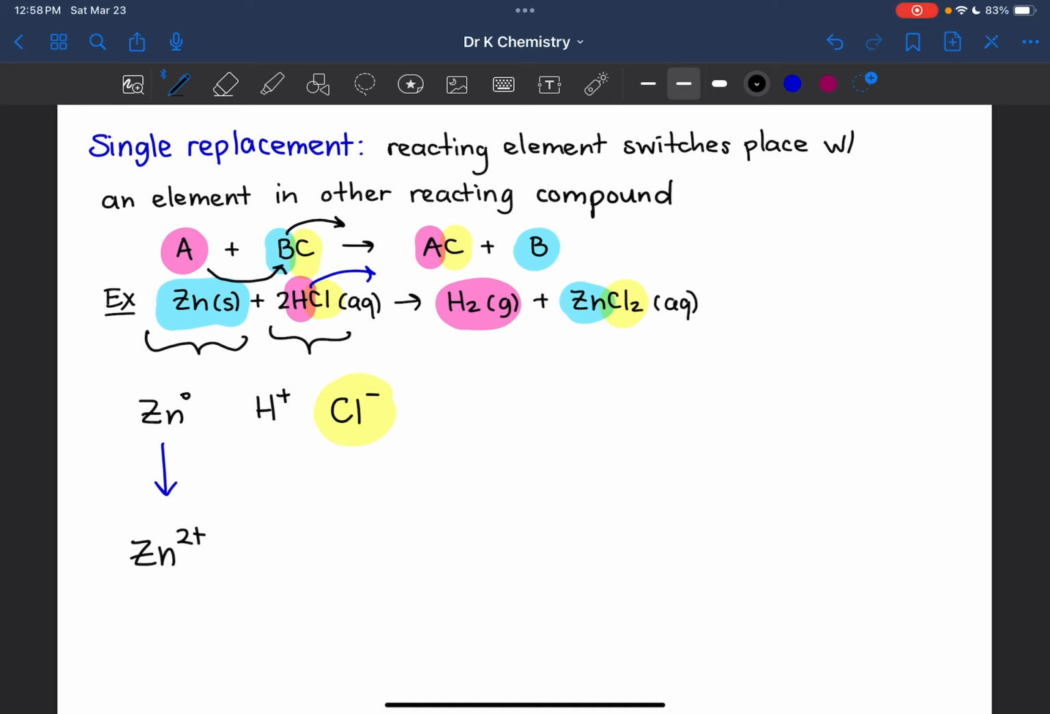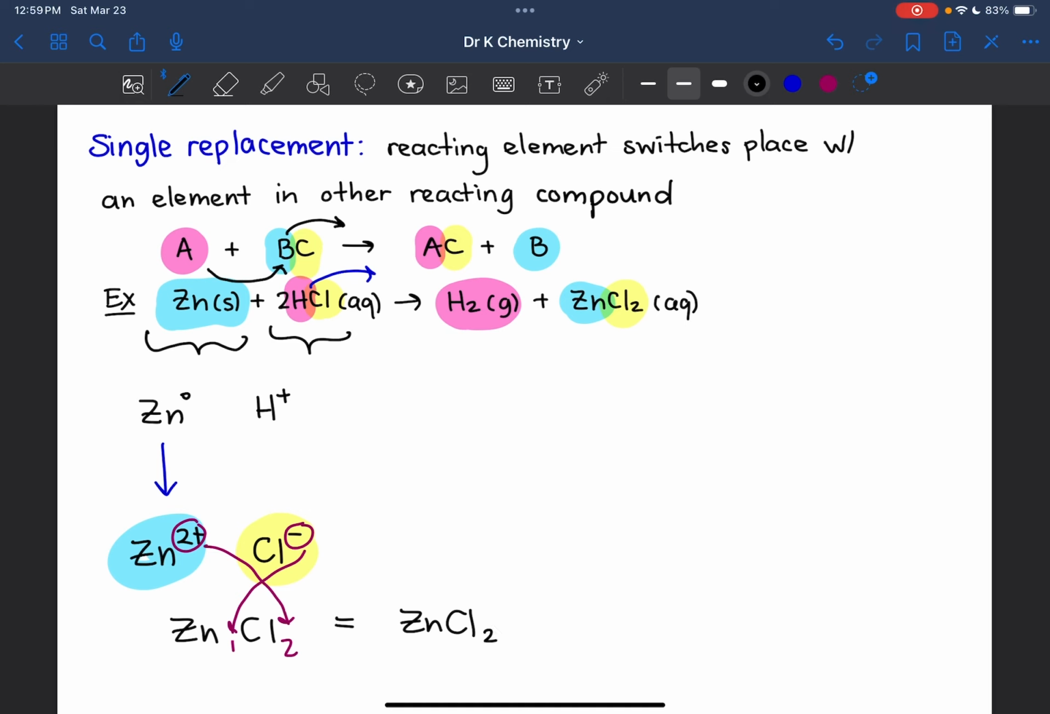So when it forms a cation, well, now we can use it to form a compound. So the chloride will be bonded to zinc. And when we write a new chemical formula, we are just going to cross the charges over. And of course, if the subscript is 1, we don't have to include it. So that formula would be ZnCl2.